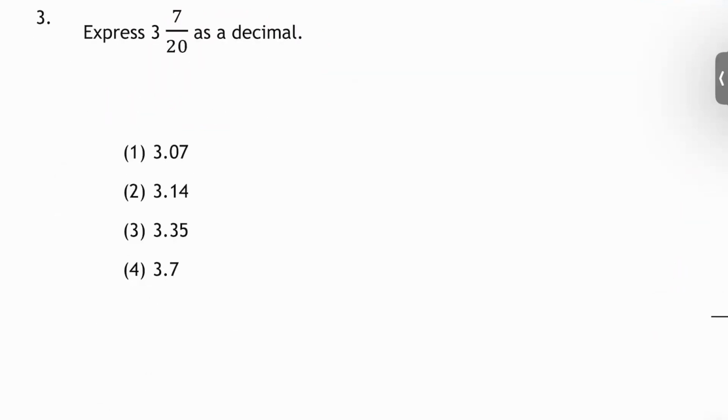This is a conversion of fractions to decimals. So we have 3 and 7 over 20. Now, 3 stays as 3 wholes. For 7 over 20, when you want to convert to decimals, you make the denominator a power of 10. What do I mean by that? So either make it 10 or 100 or 1,000. So in this case, we will turn it into 100. How does it turn to 100? Multiply by 5, the numerator and the denominator, and you get 3 and 35 over 100.